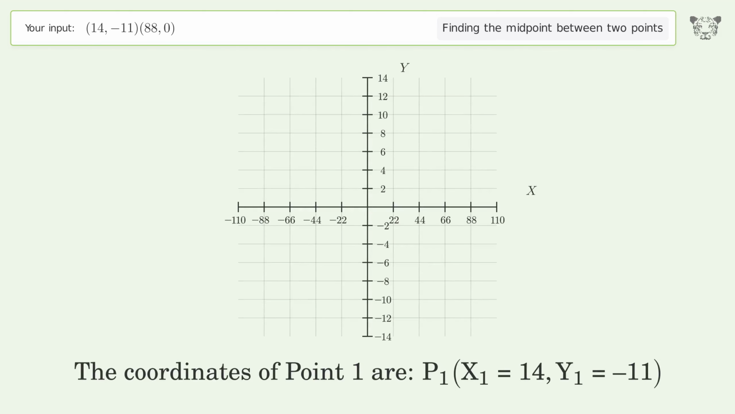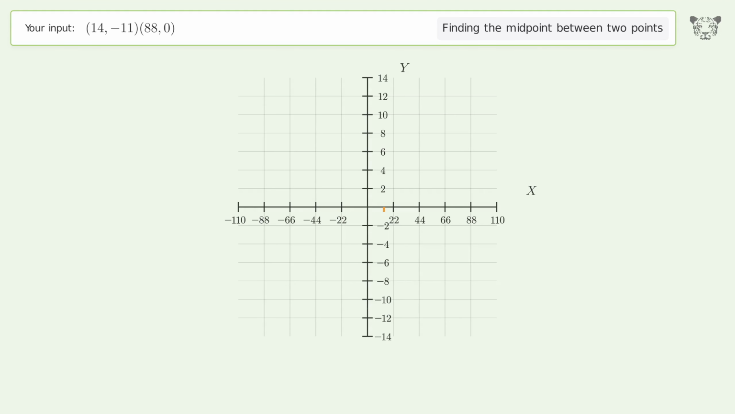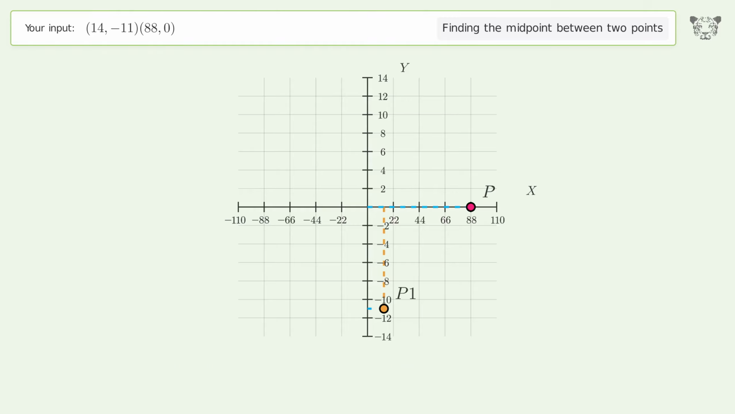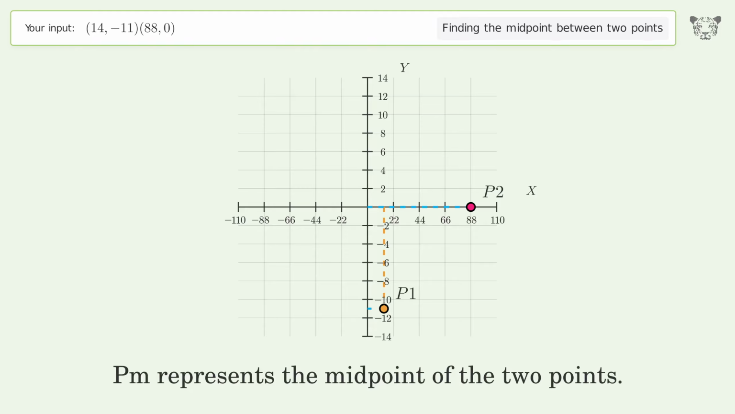The coordinates of point 1 are x1 equals 14, y1 equals -11. The coordinates of point 2 are x2 equals 88, y2 equals 0. PM represents the midpoint of the 2 points.